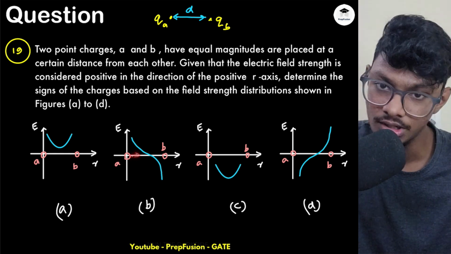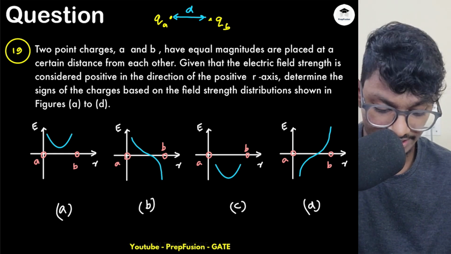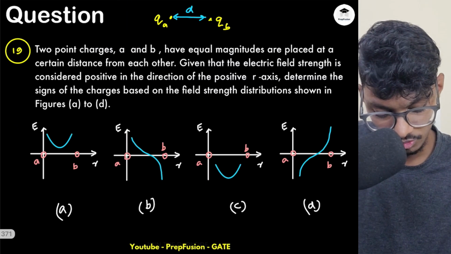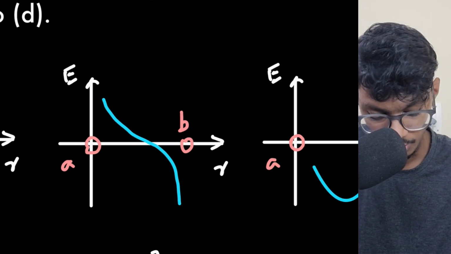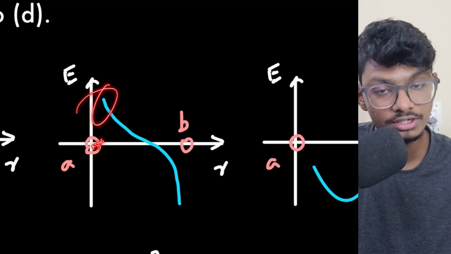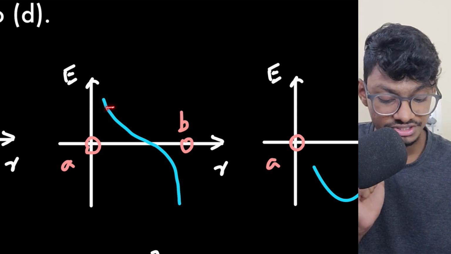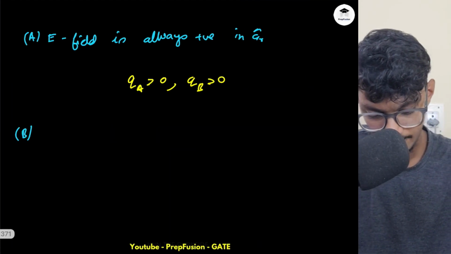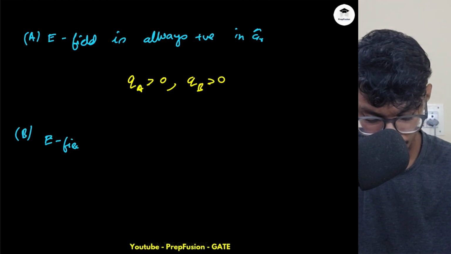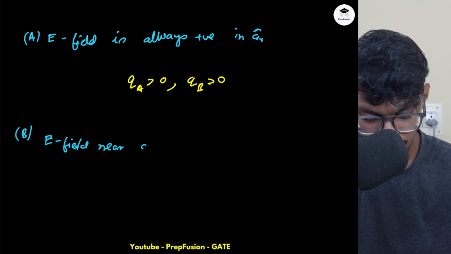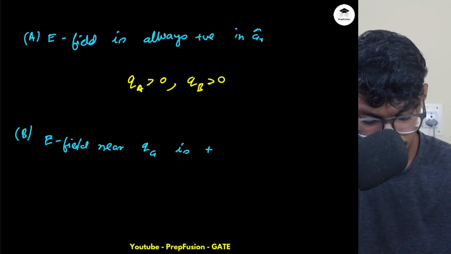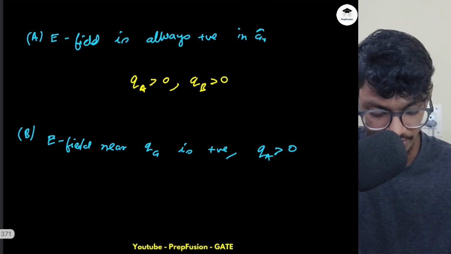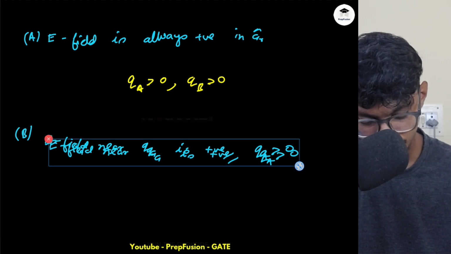What about the B case? As I am moving away from the A charge, the positive electric field intensity is going towards 0 and then coming back to negative. So from here to here I can assume that electric field due to A is dominating, because obviously the nearer I am to A, the electric field due to A will dominate, as the distance is very low, which is radially outward, in the positive x direction. That means QA has to be positive. So electric field near QA is positive, hence QA will be greater than 0, and electric field near QB, as it is dominating, is negative. Hence QB will be less than 0.